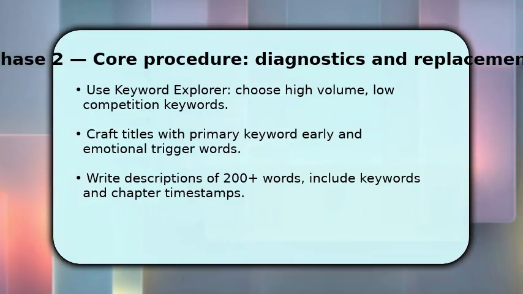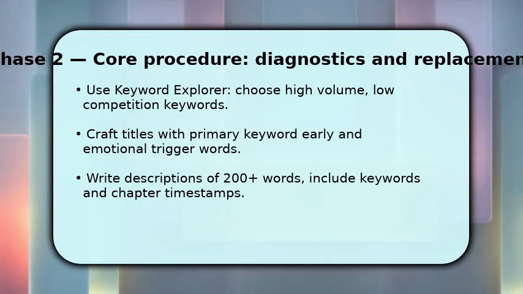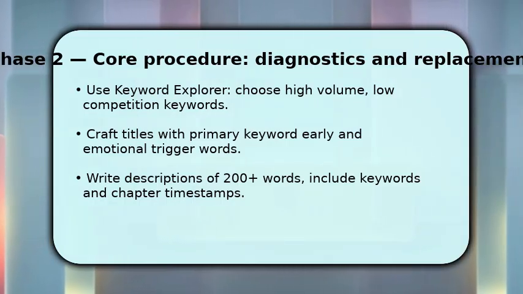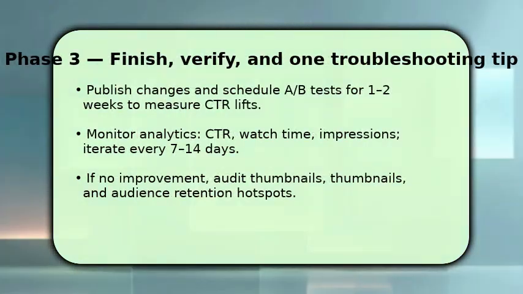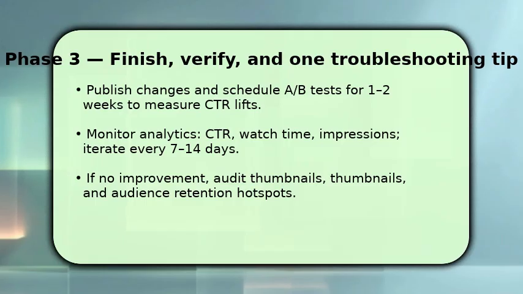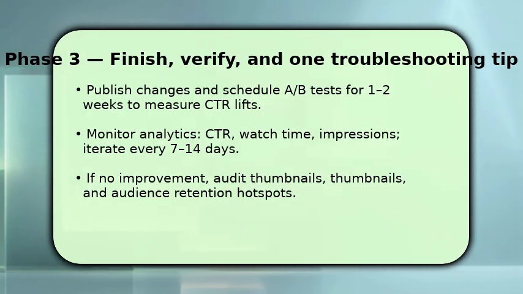Finally, use A/B thumbnail tests in Tubebuddy. You're at the finish line. Apply your optimized metadata, enable a thumbnail A/B test, and schedule checks for 7 to 14 days. Monitor impressions, CTR, and average view duration to determine whether the changes moved the needle, and compare against your original audit. If you don't see improvement, troubleshoot quickly.